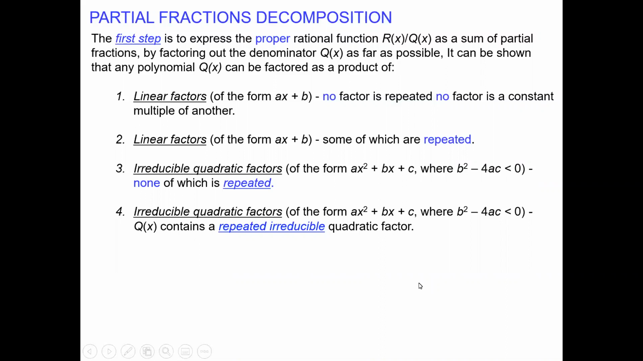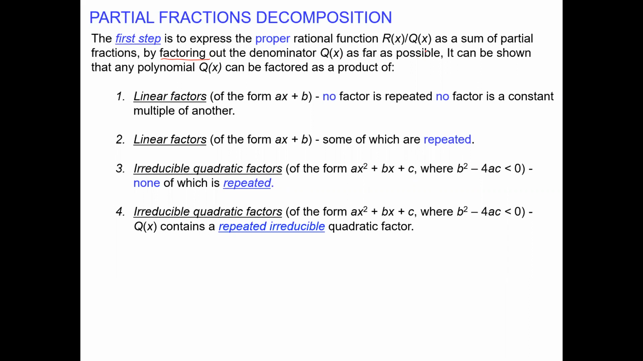This video is about the integration of rational functions by partial fraction decomposition. Having a proper rational function, R over Q, what we have to do is express the function as a sum of partial fractions. How can we do that? We can factor the denominator, Q of x, as far as possible.